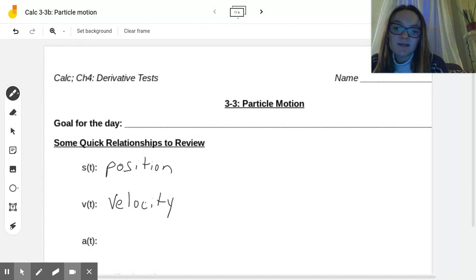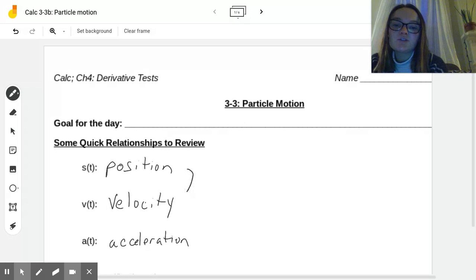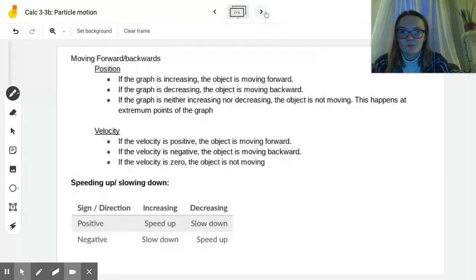And A of t is my acceleration. Remember that in order to go from position to velocity, I am going to take the derivative of position. In order to go from velocity to acceleration, I'm going to take the derivative of velocity, or I could take the second derivative of position. And so those are the relationships going on here. We're going to talk more about them today in particle motion.